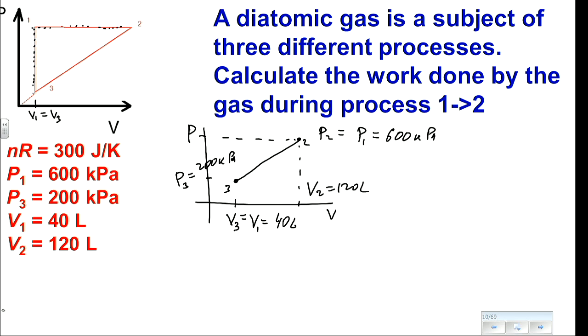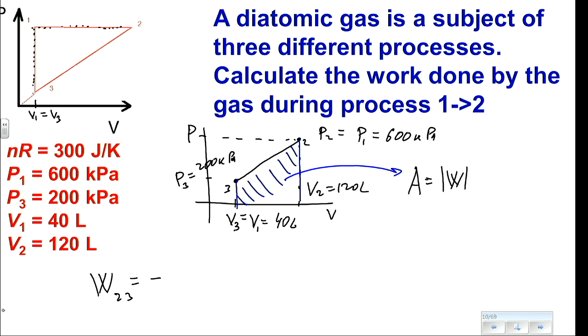Now, if we're calculating area, the area of this thing we need to calculate is a trapezoid. So, what equation should I write? And the area represents the magnitude of this work. As we said, it has to be negative. So the work during this process should be equal to -1 times the magnitude of whatever we get. So how do we calculate this area?